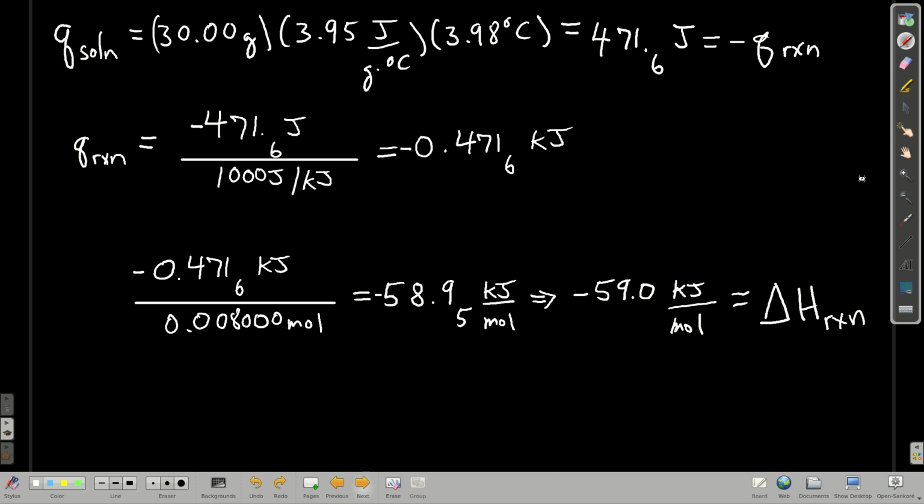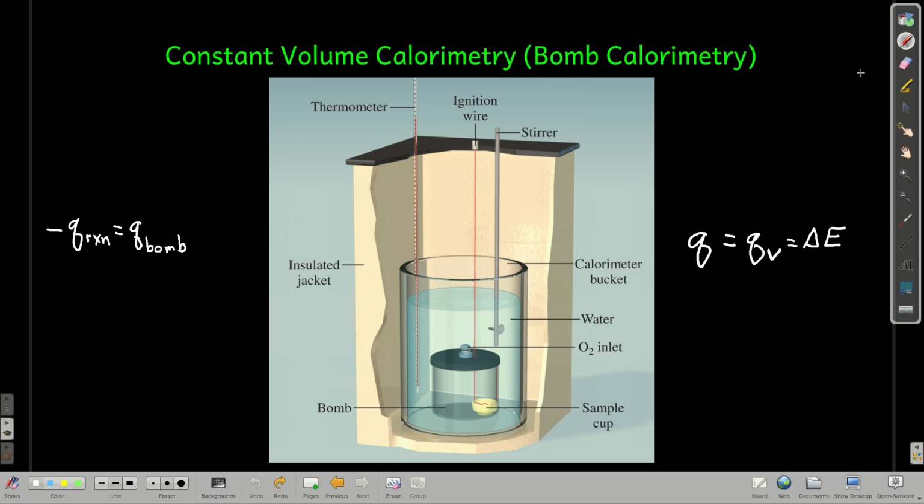Next. Now, that was all at constant pressure. If the pressure is not constant, but the volume is, we have what's called bomb calorimetry. And this is a little more complicated setup because in here we have to make sure that when we react something, if it gives off a lot of energy, it stays contained and the volume doesn't change.